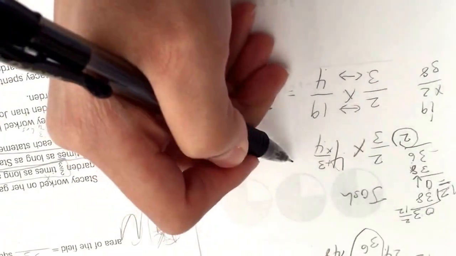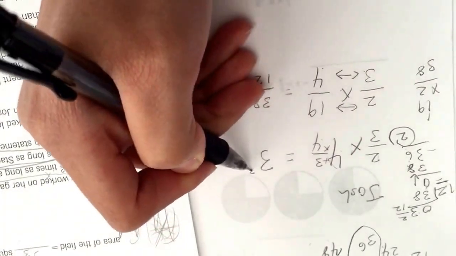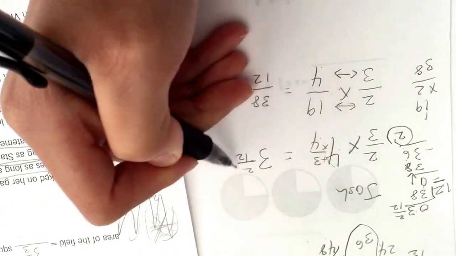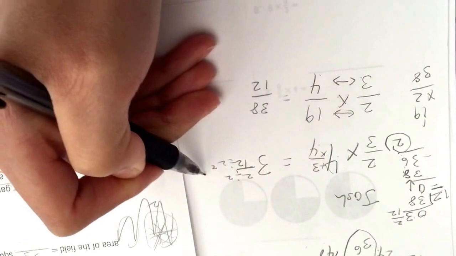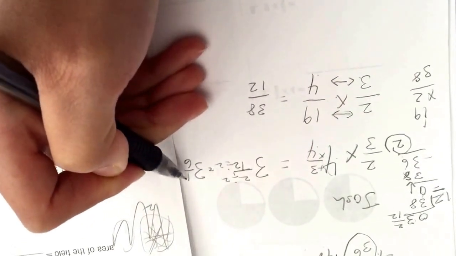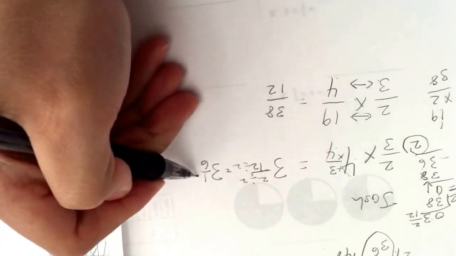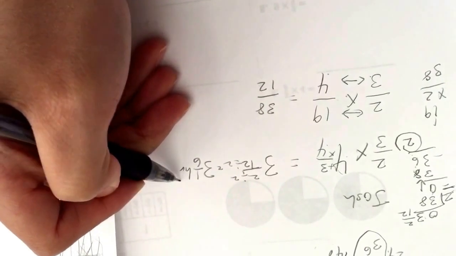So Josh worked 3 and 2/12, and we could simplify that a little bit further because they're both even. They can both be divided by 2. 1 and 6. So Josh worked for 3 1/6 hours.